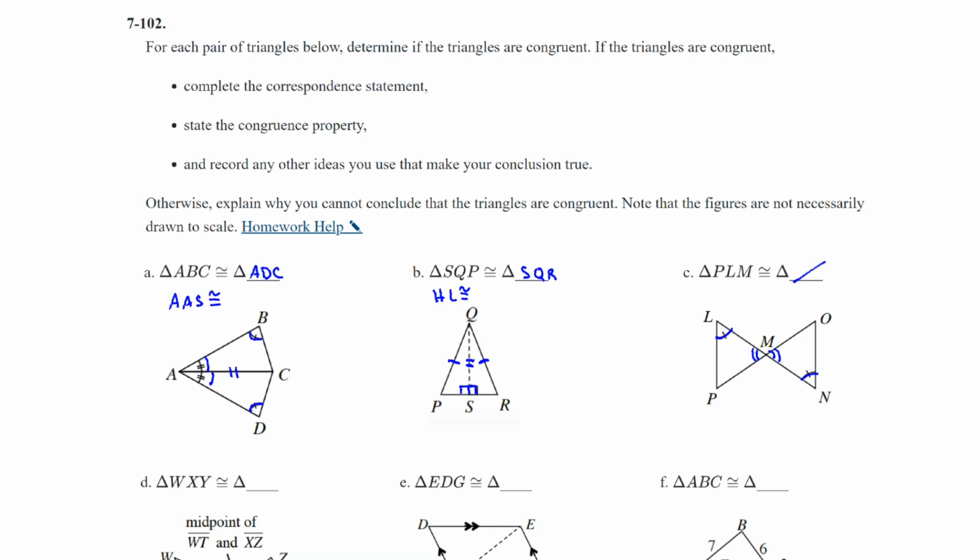So explain why you cannot conclude that the triangles are congruent. We don't have enough information. There is no such thing as angle congruency, but there is angle similarity, once again, but not for congruent. So you would need another side length somewhere in here to prove that they are congruent.